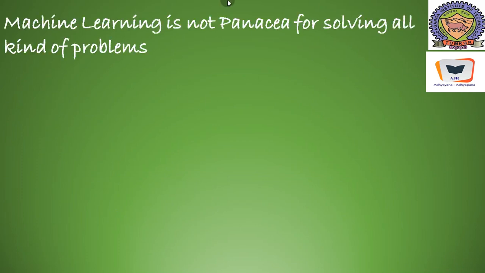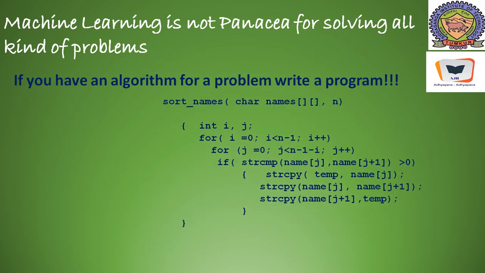Of course, having said all these things, machine learning is not a panacea for solving all kinds of problems, and this should be understood very thoroughly. That means, in simple terms, if you have an algorithm for a problem, write the program, that's all. For example, sorting names using bubble sort. We have bubble sort as an algorithm.